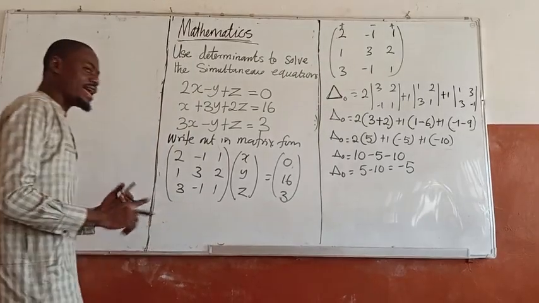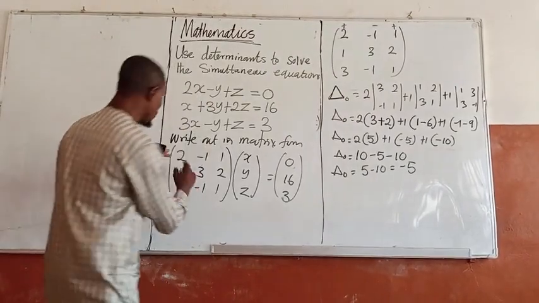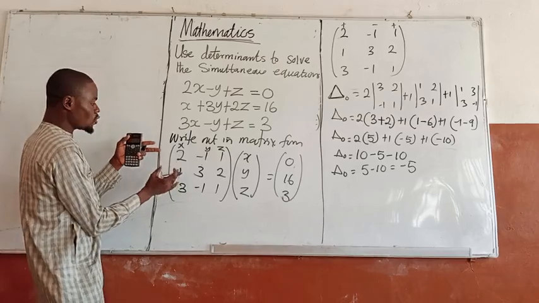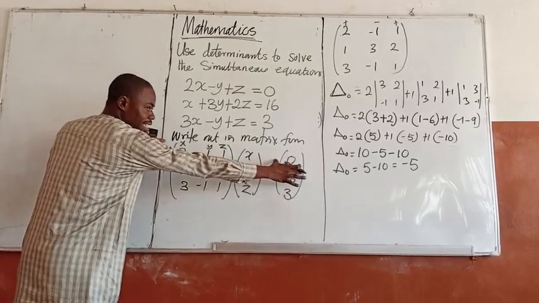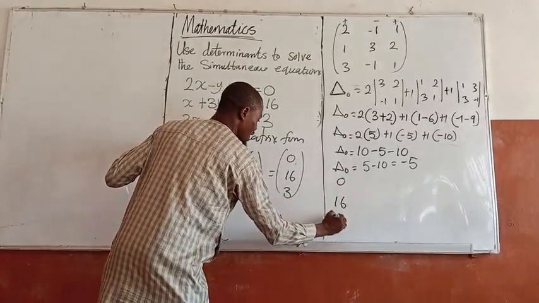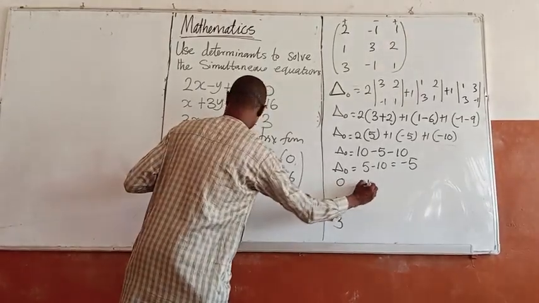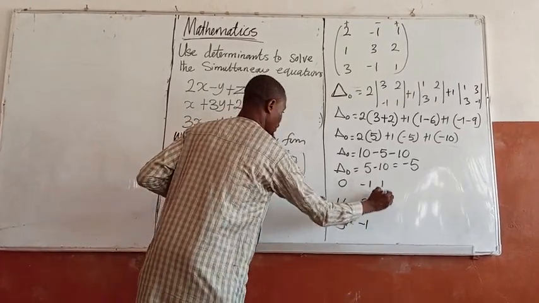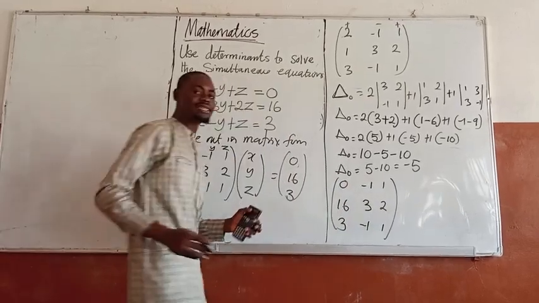I have to find delta x, delta y, and delta z. How can I find delta x? This is the column for x, this is the column for y, this is the column for z. So for delta x, I will replace the x column with the answers, which is 0, 16, and 3. All the remaining ones are constant, which is minus 1, 3, minus 1, 1, 2, and 1. I'll use this one to find delta x.